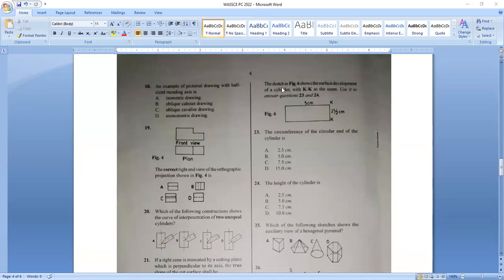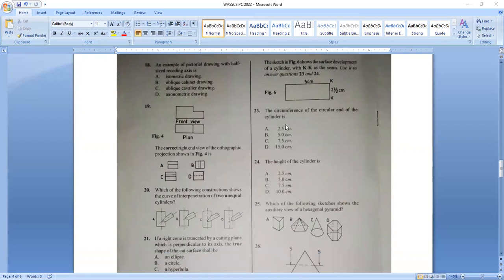The sketch in figure 6 shows the surface development of the cylinder with KK as the seam. Use it to answer question 23 and 24. So question 23 says that the circumference of the circular end of the cylinder is 5 centimeters, distant from here to here. So that is the circumference. And question 24, the height of the cylinder is 2.5.